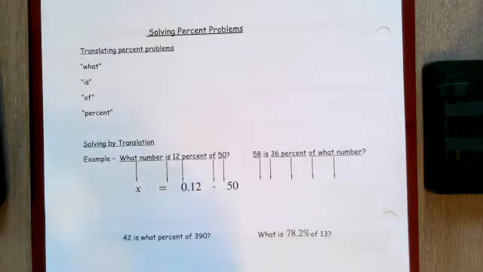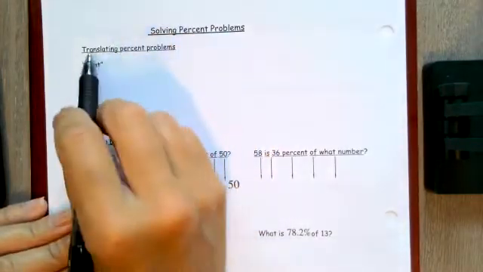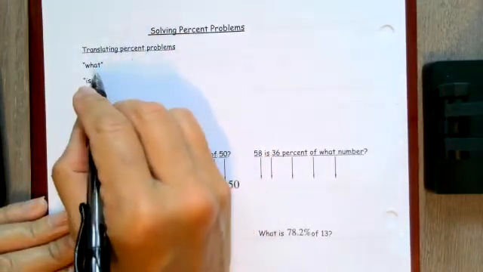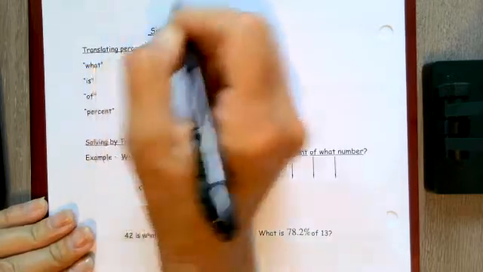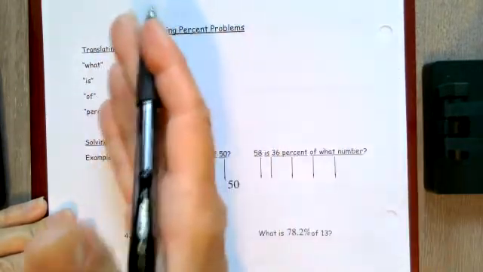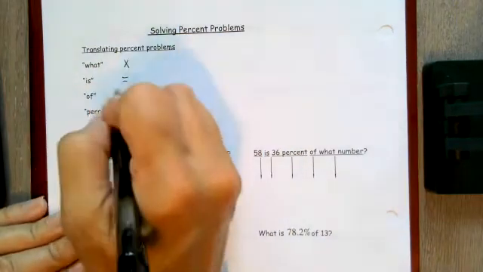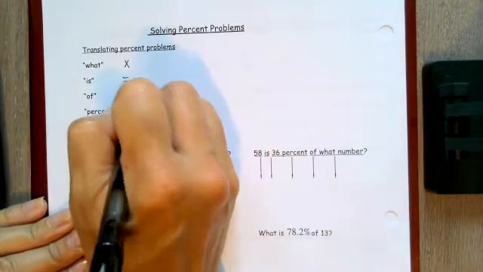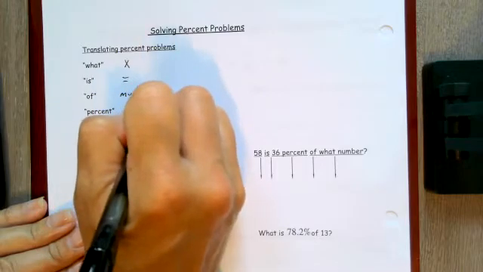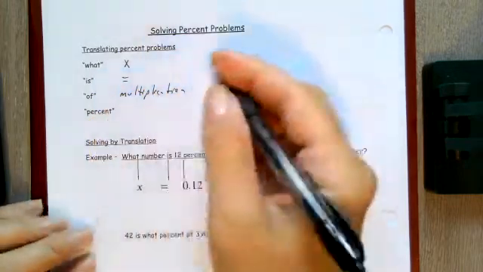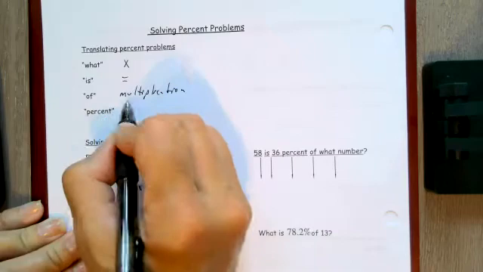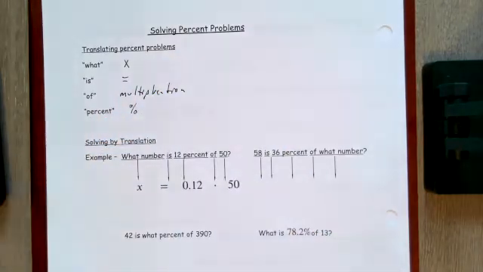We're gonna learn how to do some percent problems. The way I'm gonna teach you is proportions. There's other ways to do it, but this is just one way to show you guys. So translating percent problems, the what is the variable, the piece that we don't know that answer. Is always going to be equal to, of is the multiplication. It's the operation, you times something, and then percent is the percent.